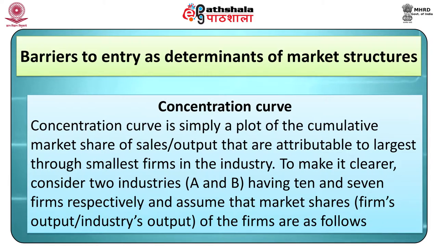First, the concentration curve. The concentration curve is simply a plot of the cumulative market share of sales output that are attributable to the largest through smallest firms in the industry. To make it clear, consider two industries A and B having 10 and 7 firms respectively, and assume that the market shares, firms' output or industry's output of the firms are as given below.